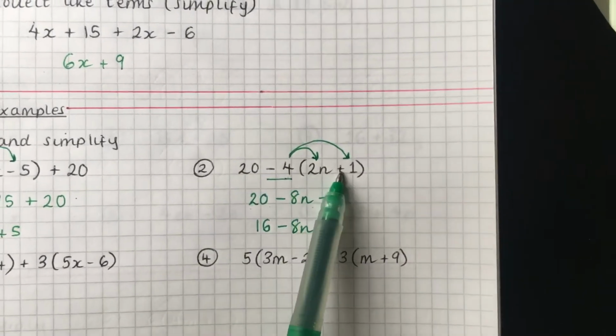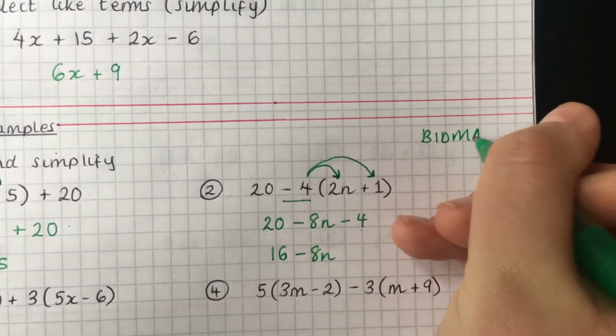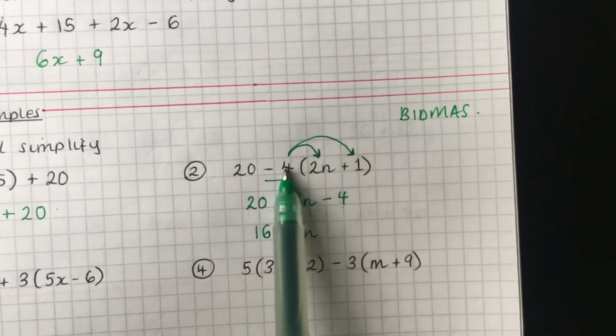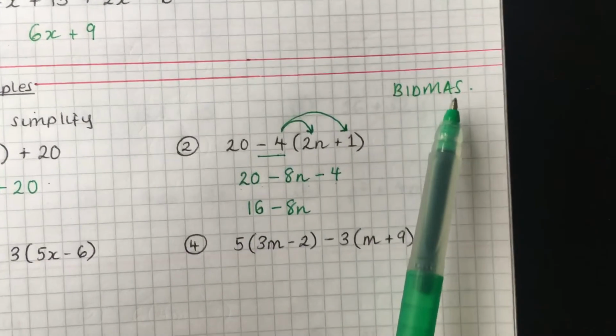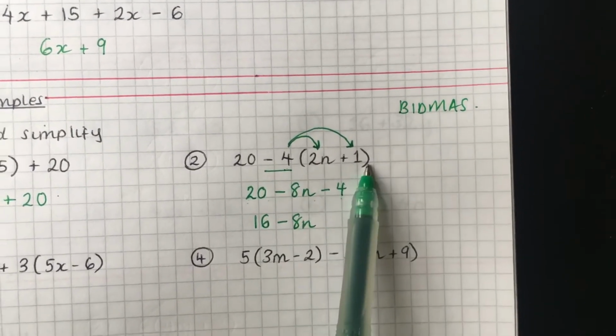And the reason you're not allowed to do that is because of BIDMAS, which you should know what that means. And this tells us that we have to multiply, and don't forget expanding means multiply, before we add or subtract. So we have to do the brackets and the expansion first.